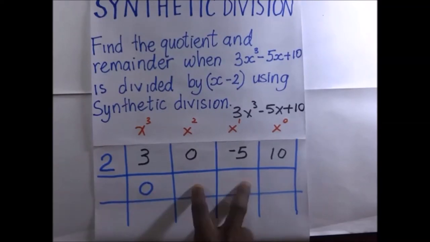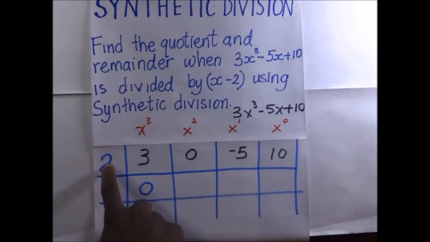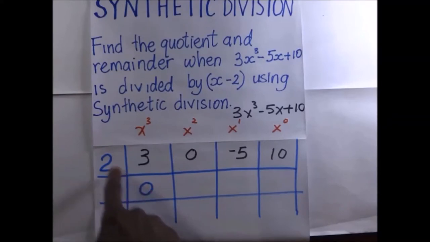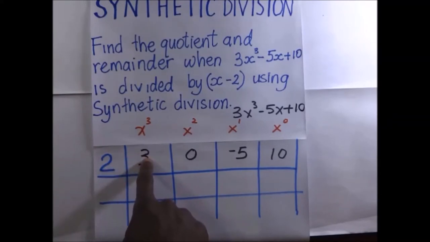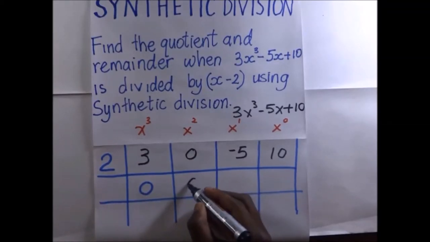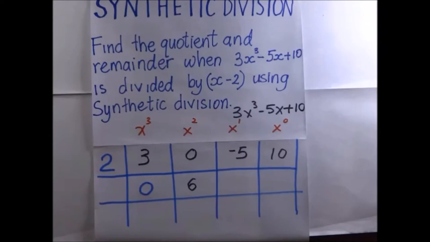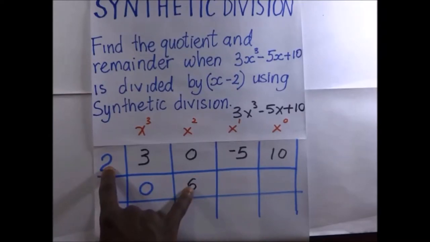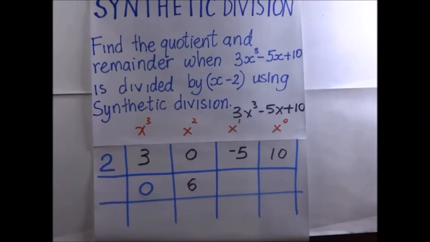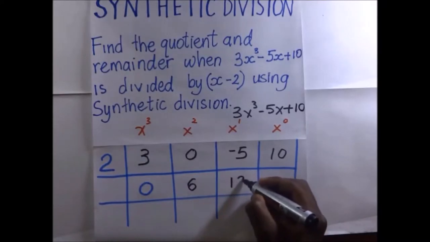So now we start working. For us to get these remaining gaps, it's going to be this number times that number plus this number times that number to give us that. 2 times 0 is 0 plus 2 times 3 is 6. So our answer here is 6. Two times 6 is 12 plus 2 times 0 is 0. So 0 plus 12, we get 12. So we put the 12 here.